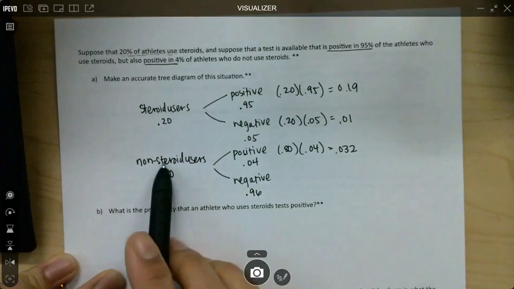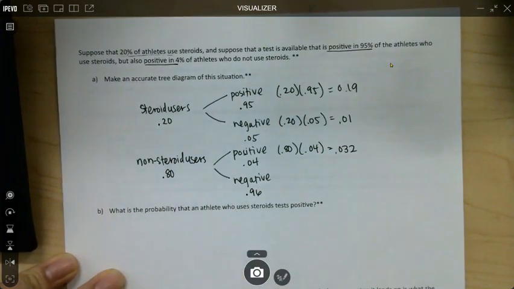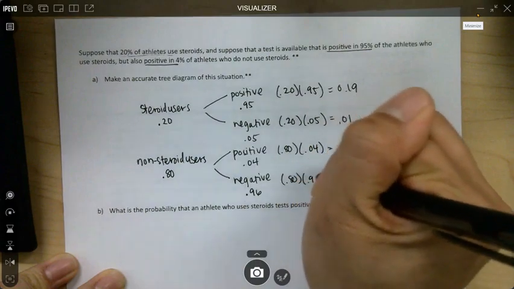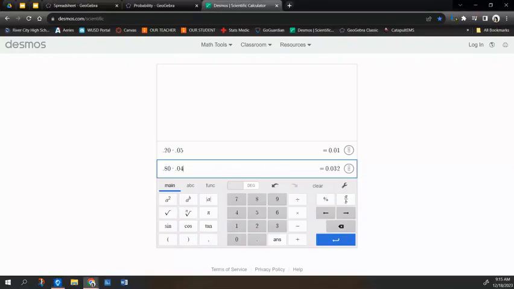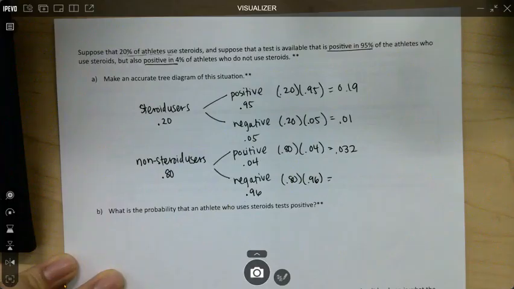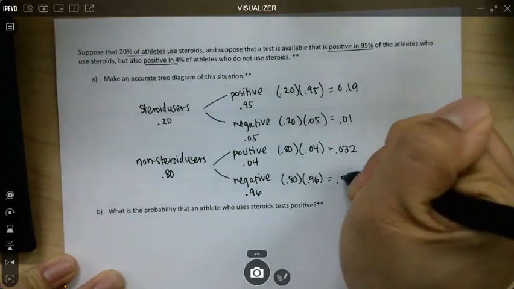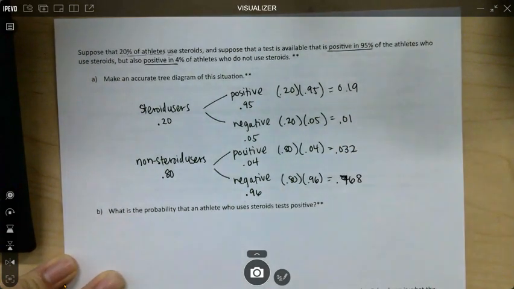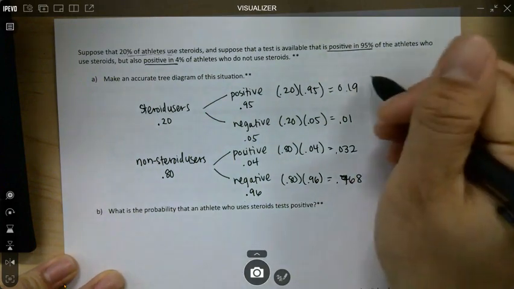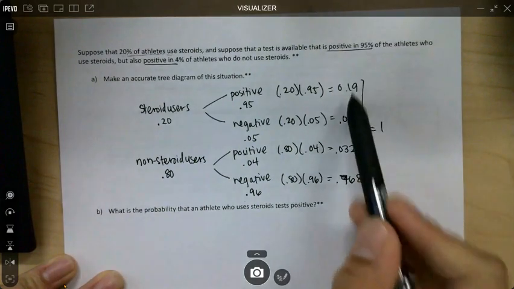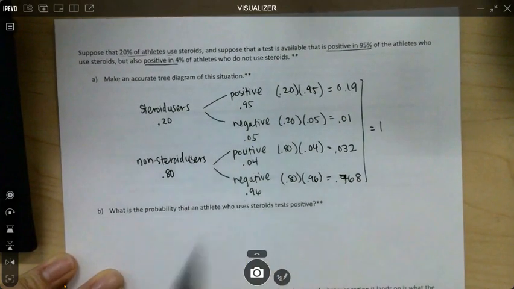And then lastly, non-steroid users who test negative, so 0.80 times 0.96, which is 0.768. All right, one thing that you can check, remember that the sum of all of these numbers should equal 1, and that's a good way to check to make sure you had these percentages correct.